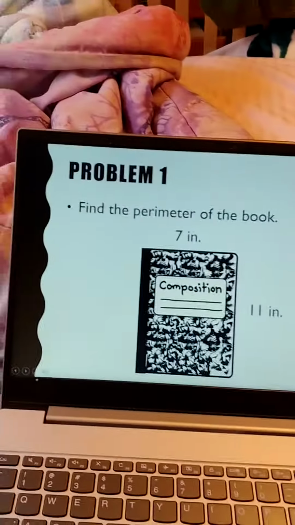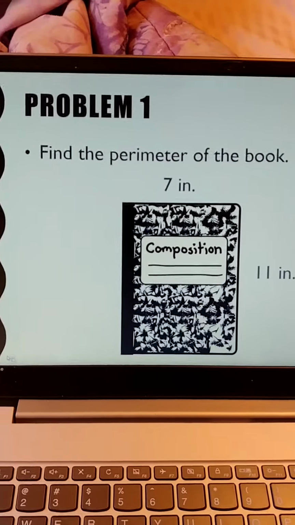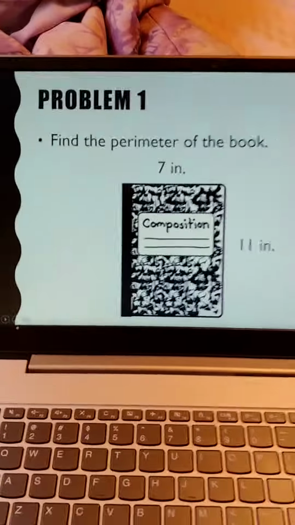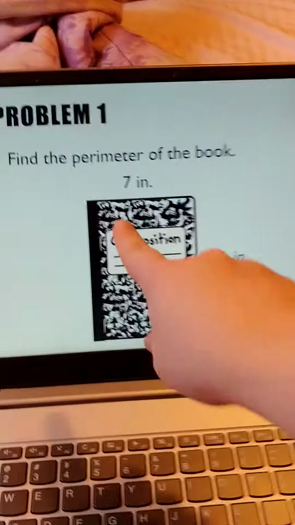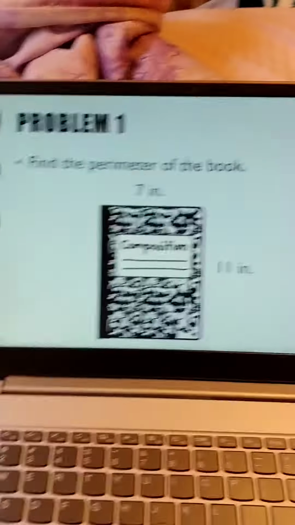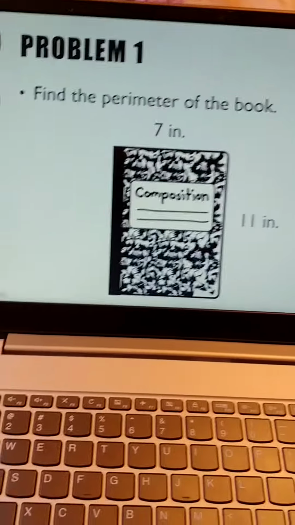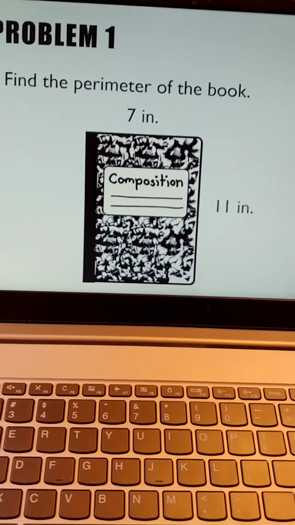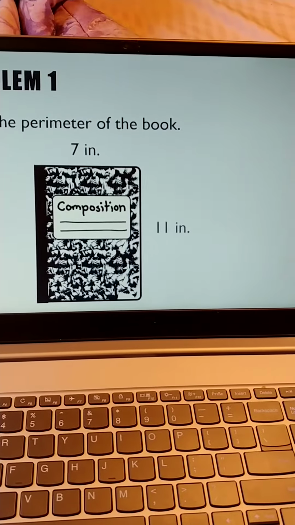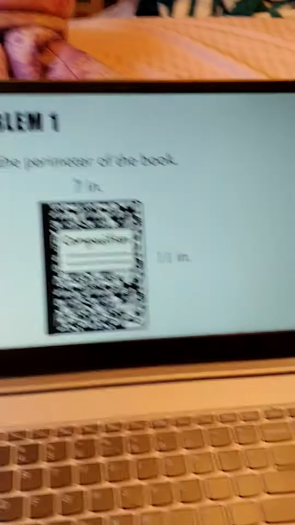All right, so problem 1 says find the perimeter of this book. This unit is all about perimeter. Perimeter is the length around an object. So the first problem says find the perimeter of the book. Problem 1 is all about finding the perimeter of a rectangle.